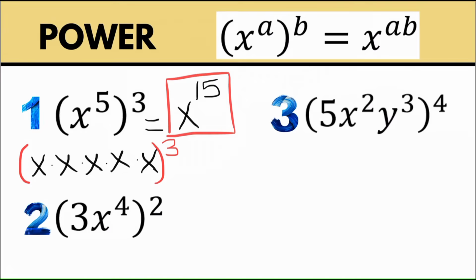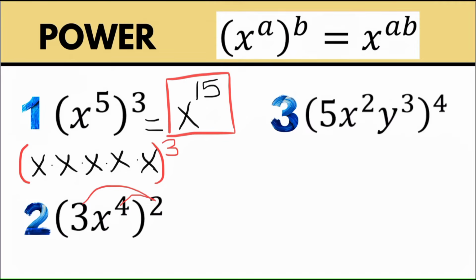The parentheses matter a lot because they tell us we're taking this entire thing and raising it to the 2nd power. We're taking 3x to the 4th and raising it to the 2nd power. So not only the x to the 4th, we're using all of it. That means if you have a coefficient other than 1, you have to make sure you apply that same rule to it. So what do I mean? The square, the 2, has to be applied to 3 and to 4.